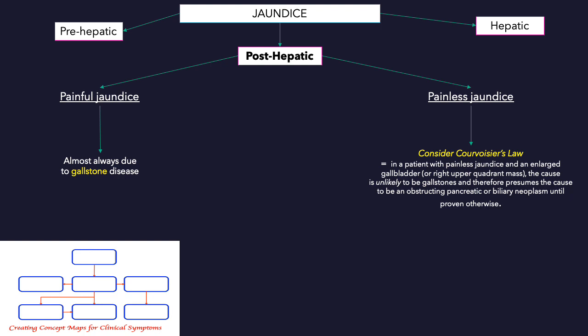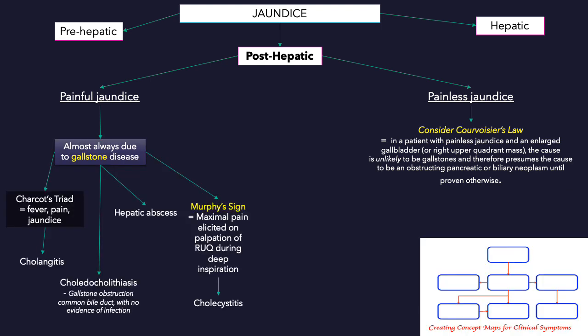And once again, do consider Courvoisier's law. In a patient with painless jaundice and an enlarged gallbladder, the cause is unlikely to be gallstones, and it therefore presumes the cause to be an obstructing pancreatic or biliary neoplasm until proven otherwise.